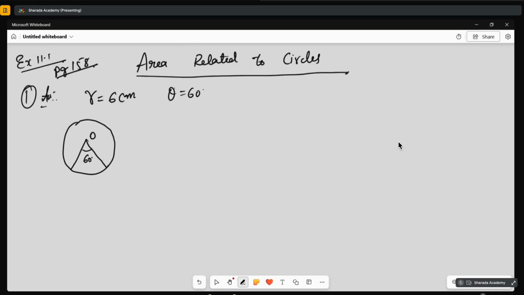Listen here. Find the area of a sector of the circle whose theta is given as 60 degrees.